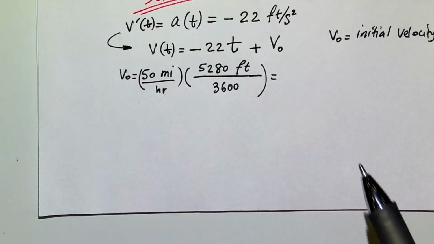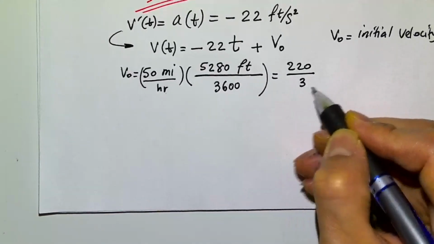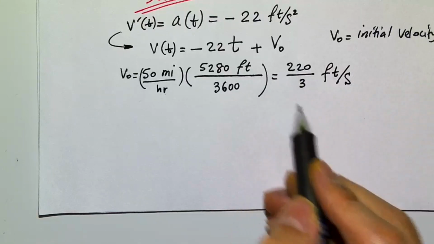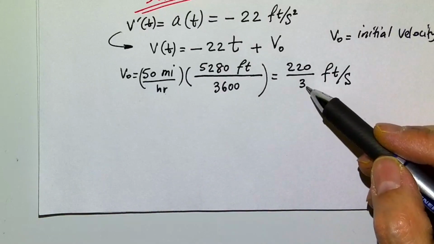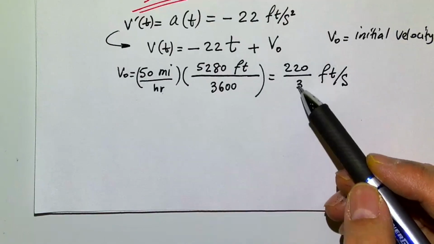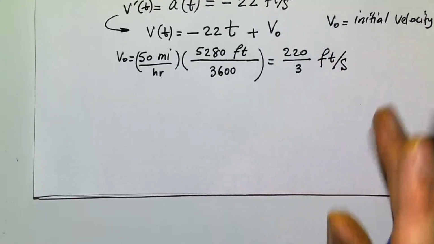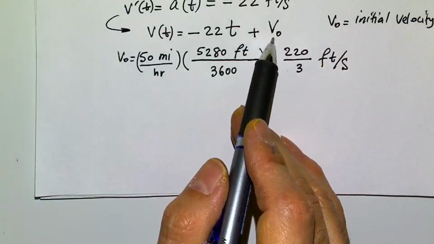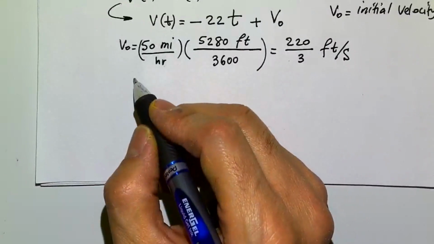Please compare this with your own calculator, but I got 220 divided by 3 feet per second as the initial velocity. I'm keeping it in this form because it's in exact form, rather than converting this to decimal form, which would not be exact. So that's the initial velocity. We can plug that in here and get a full function for the velocity function.